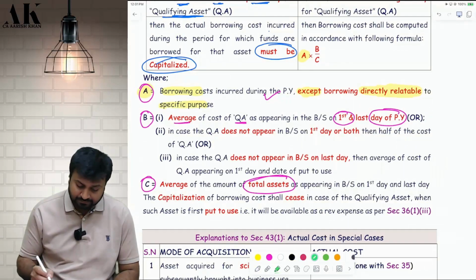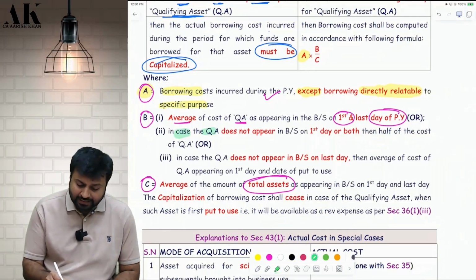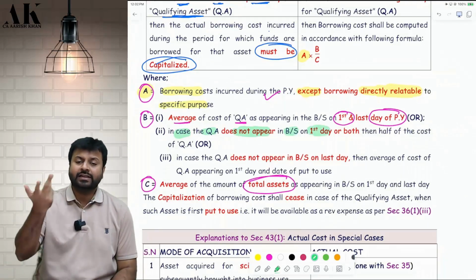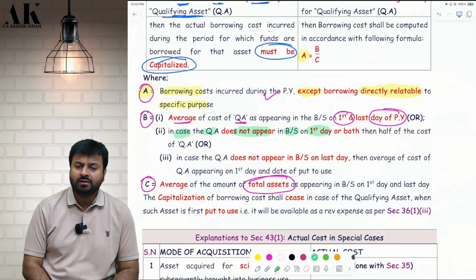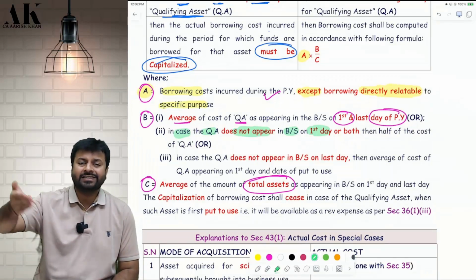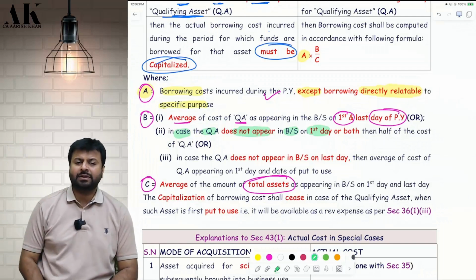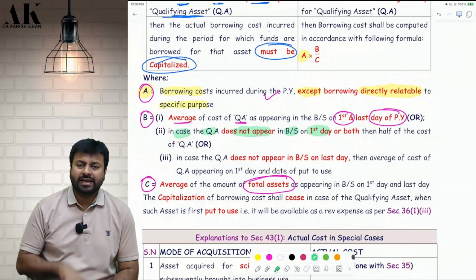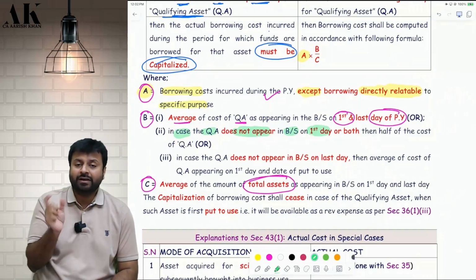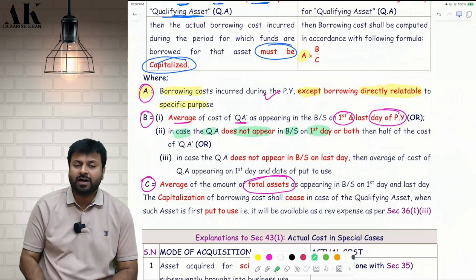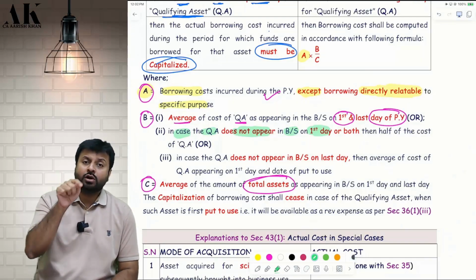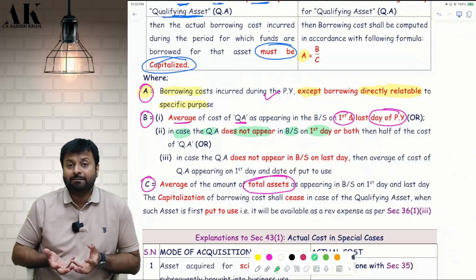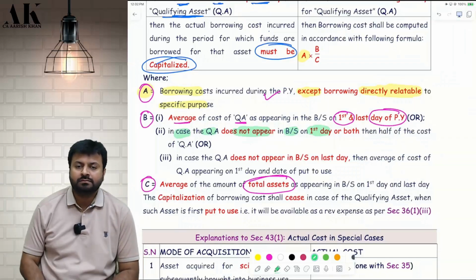Listen carefully. In case the qualifying asset does not appear in the balance sheet on the first day, is it possible that the qualifying asset is not there in the balance sheet on 1st April? Why, sir? Because I started constructing the asset in the month of June, July, August, September, October. Then I cannot follow B1 because in B1 you have to take the average of 1st April and 31st March. So what if the asset is not there on 1st April? Because I started making the asset in the month of June.